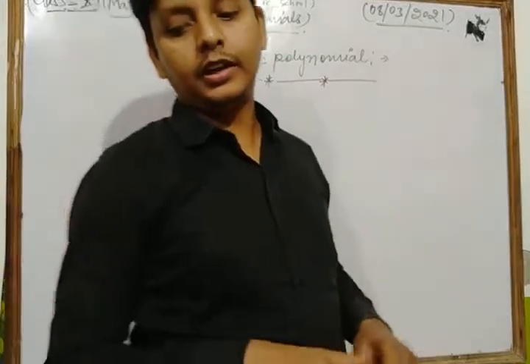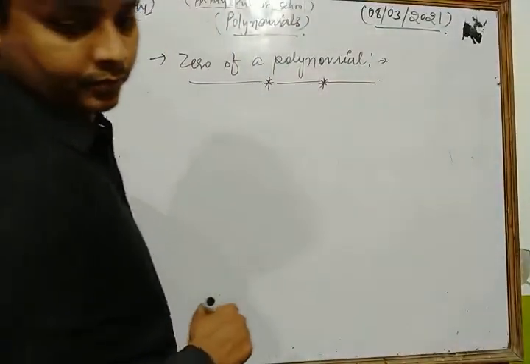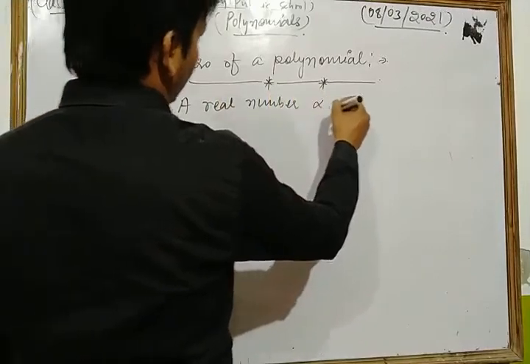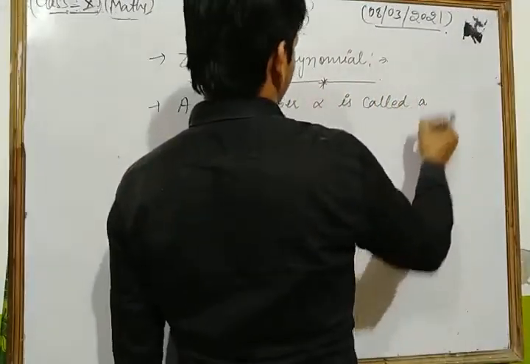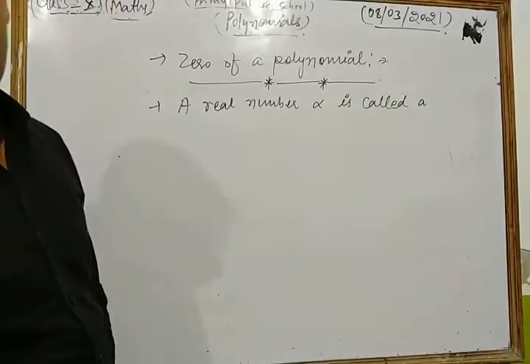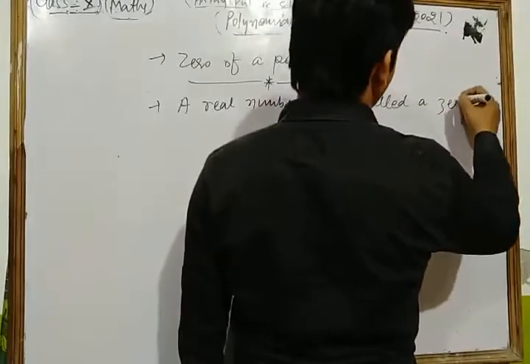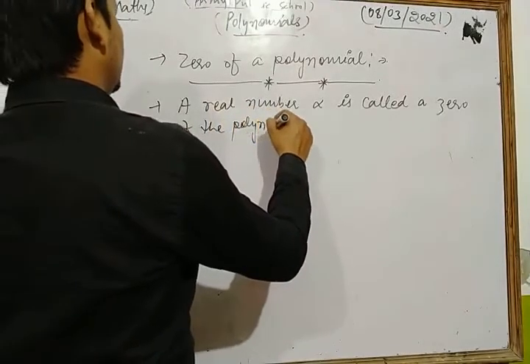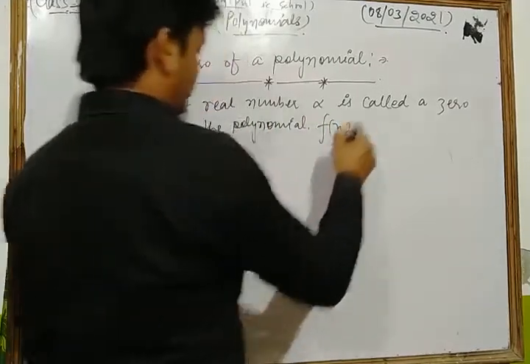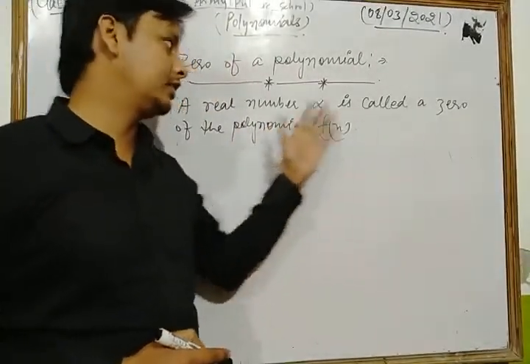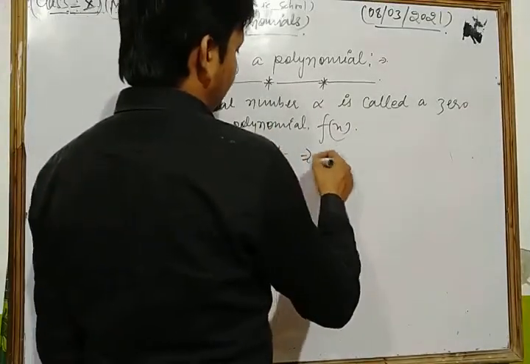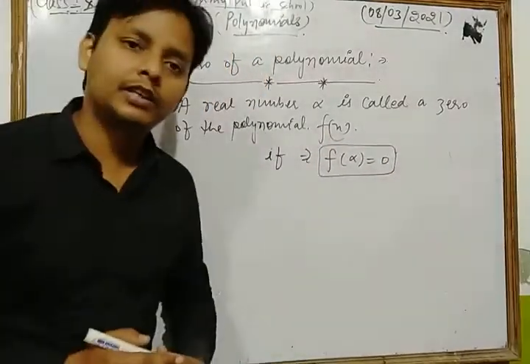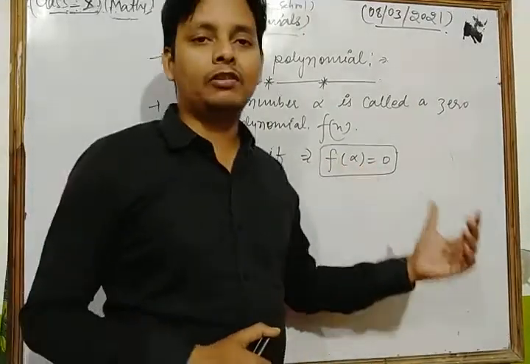Let's see this one. A real number alpha is called a zero of the polynomial f of x if and only if f of alpha must be equal to 0. Okay, f of alpha must be equal to 0.